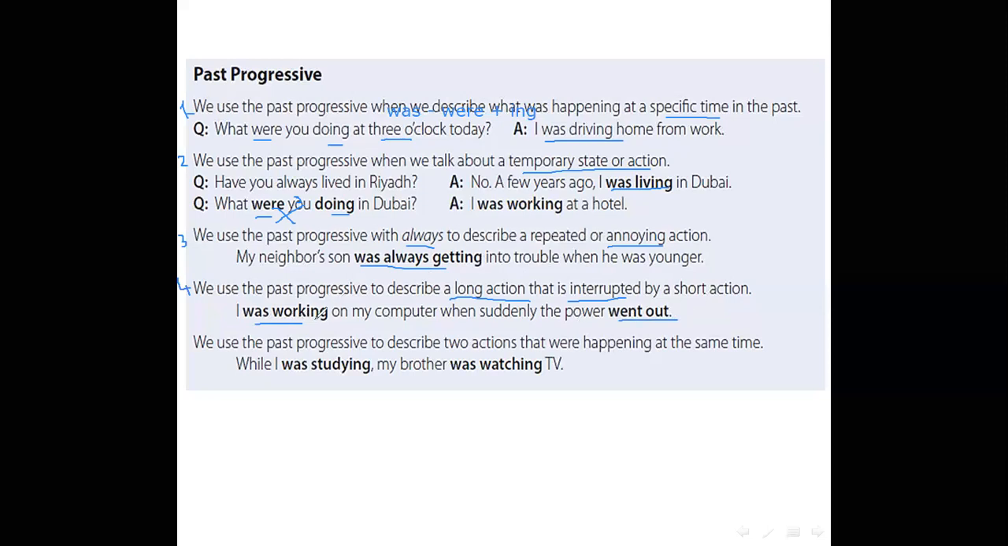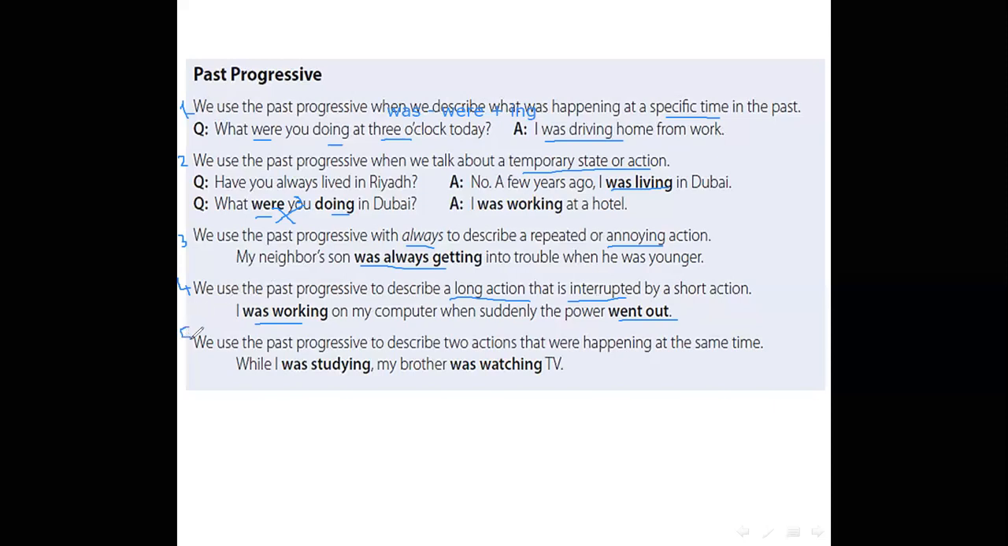The long action, was working, is interrupted by what? When the power went off. So here we use past progressive for the long action and we use past simple for the interrupted action or short action. Okay?